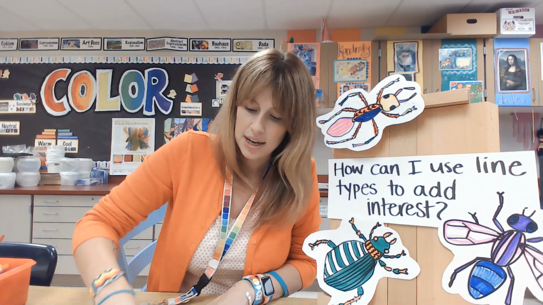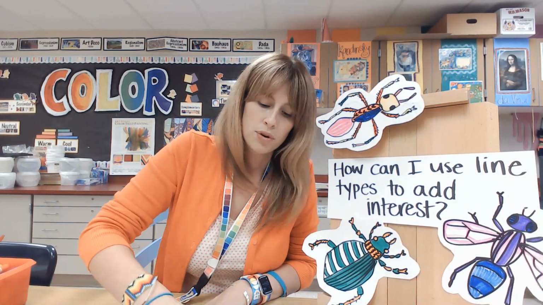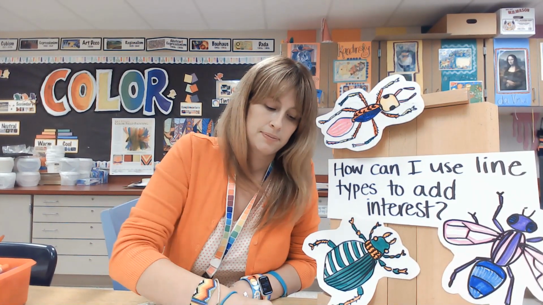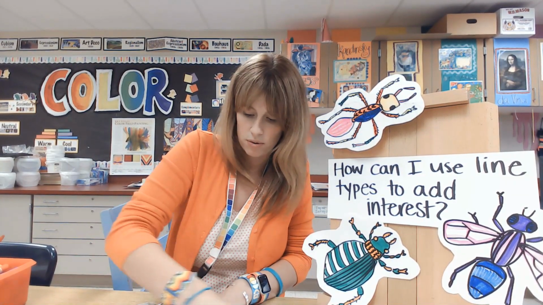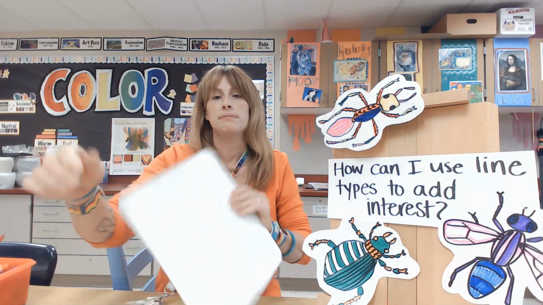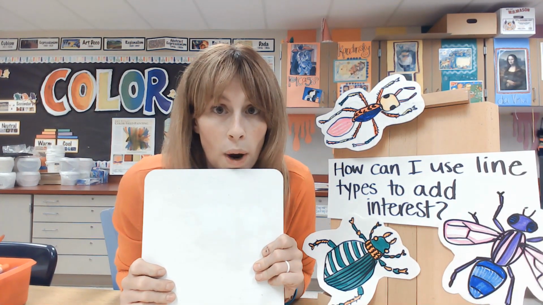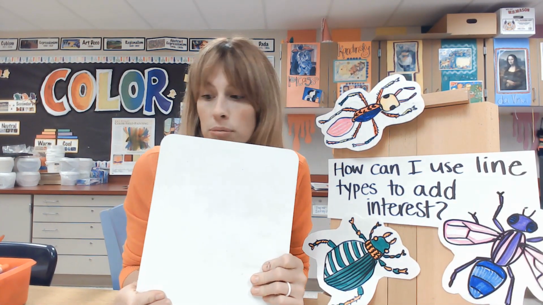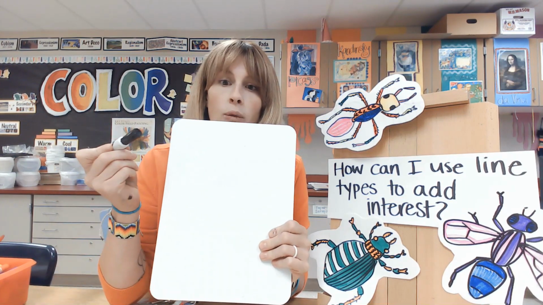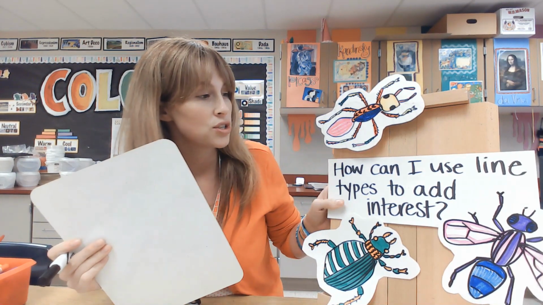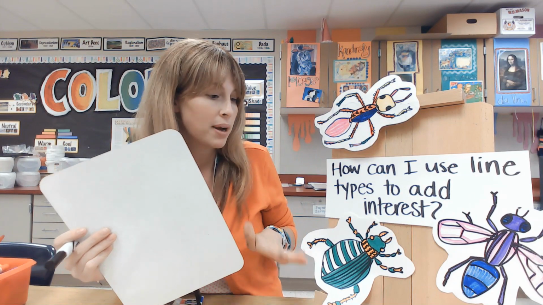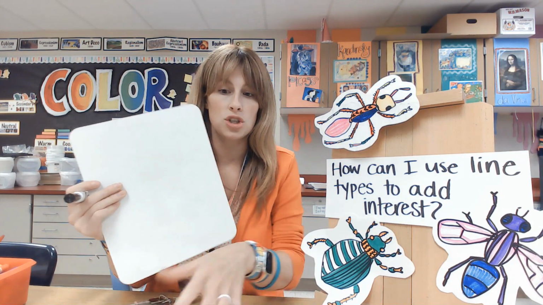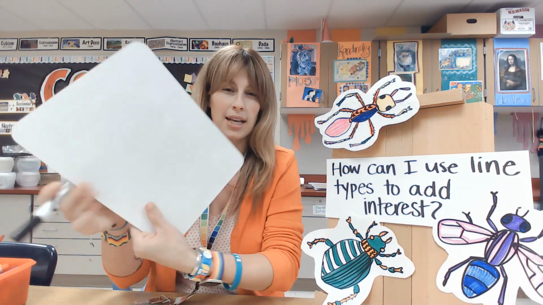So today we are going to use line types to add interest, but first we have to learn how to draw an insect. There are 3 parts to an insect, and you guys might already know this. All right, before we do that though, do you have a whiteboard? I know lots of teachers pass these out for materials distribution day. A whiteboard would be great because you can create the shape that you want for your bug and then put it on your regular paper. I like to practice on this.